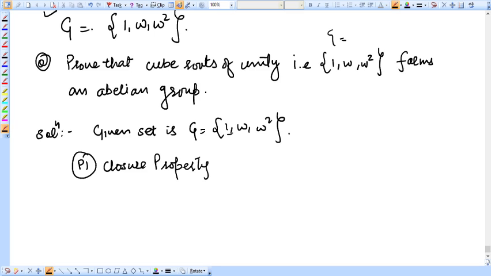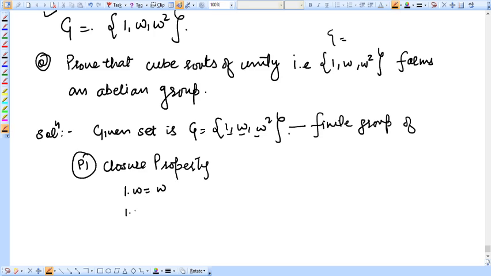So we are having only 3 elements here, so this is a finite set, or after proving it a group, we can call it a finite group of order 3. Okay, so closure property. See here, if 1 is multiplied with omega, what is the result?